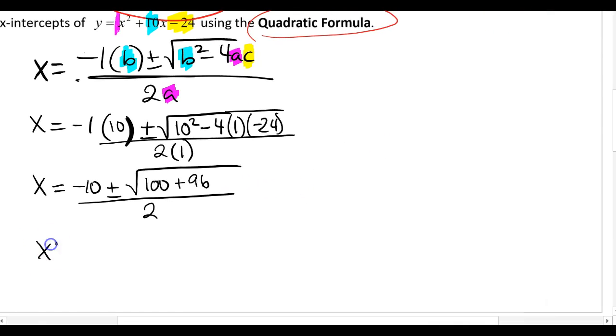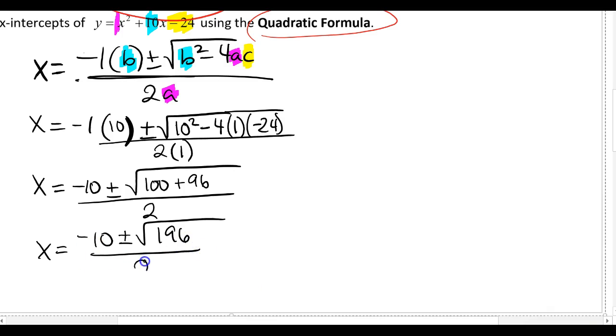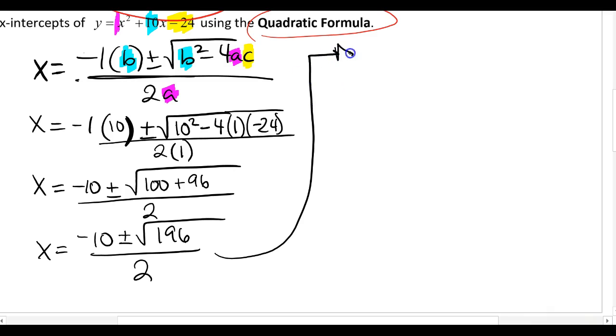Okay, so now, keep simplifying. Can't do anything with this negative 10, but I can simplify the square root, so 100 plus 96 is 196, divided by 2. Okay, keep simplifying. Can't do anything with the negative 10 still. Negative 10 plus and minus, but I can take the square root of 196. Square root of 196 is 14. And remember, it's still divided by 2.